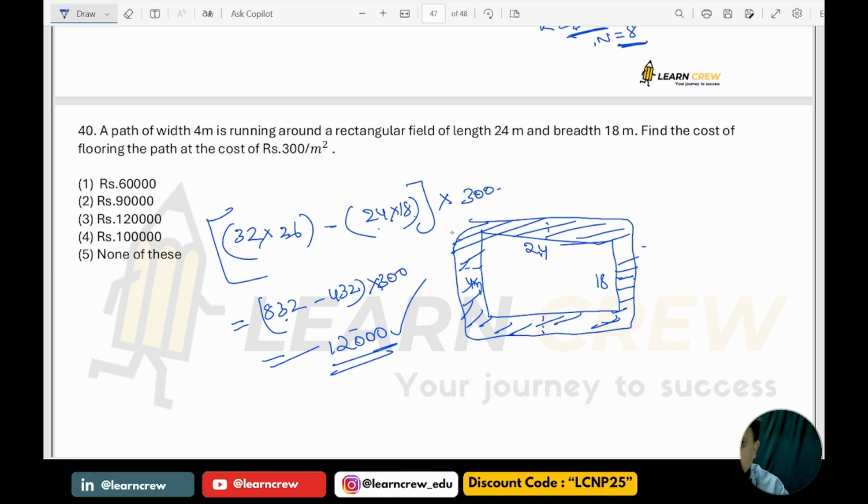Path area is 400 meters square. Per meter square it is 300. So 400 into 300 would be how much? 400 into 300. It is this much. So the answer is how much? 1,20,000. The answer is 1,20,000.